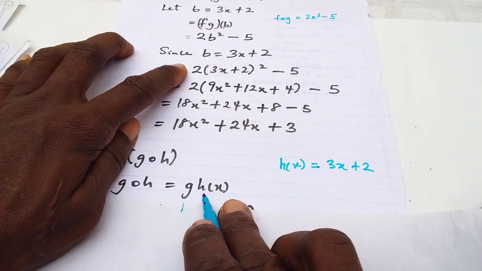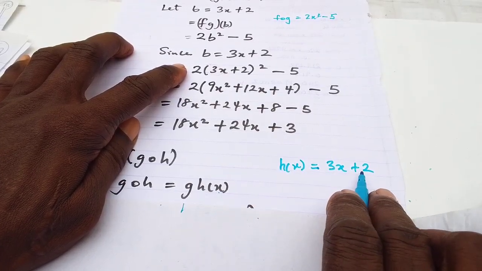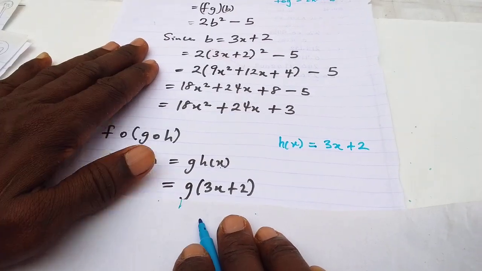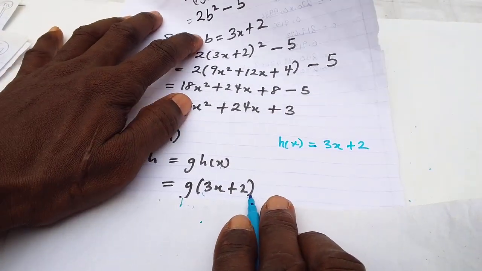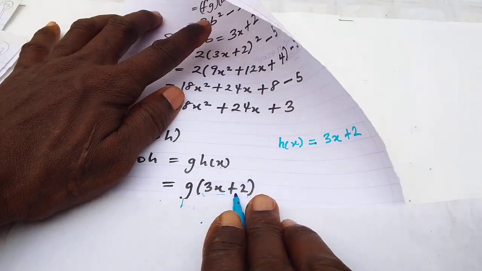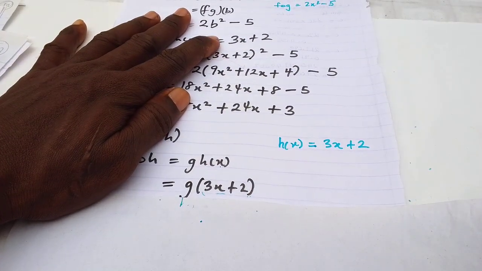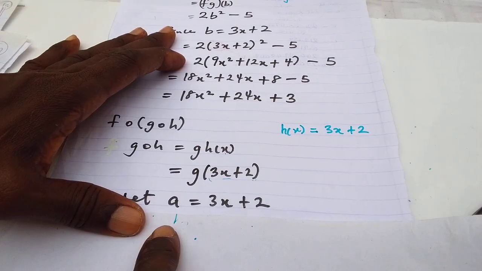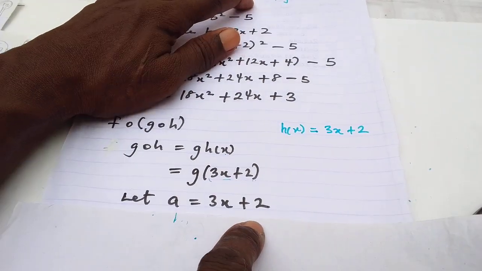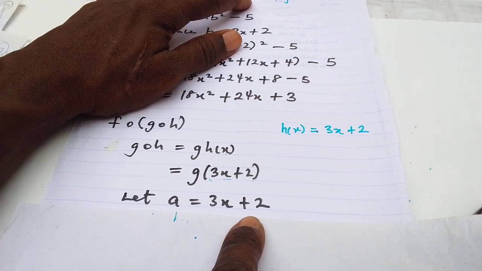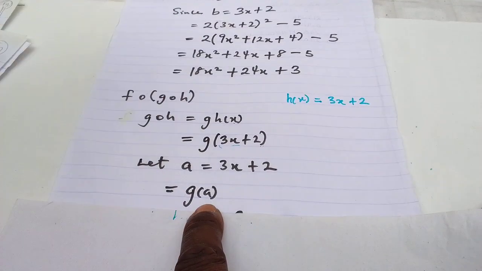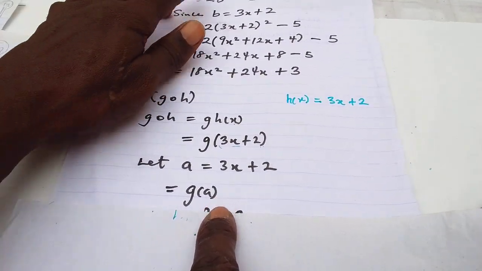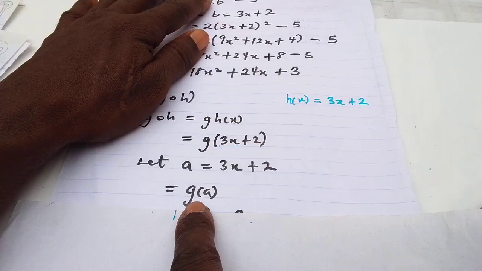For you to remove h of x here, you substitute it with the mapping of h. So that means g will be of bracket 3x plus 2. Now you can represent 3x plus 2 as a. So if a is equal to 3x plus 2, in place of 3x plus 2 you put a. So that means you have g of a.